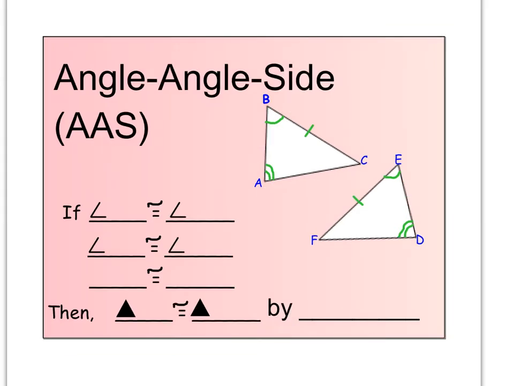And finally, the fourth and last shortcut for triangles is called the angle-angle-side theorem. And again, the order matters. Here's an angle, an angle, and a side in that order as you go around the triangle. In this case, angle A matches up with angle D, and angle B matches up with angle E, and then we have a side. Side BC matches up with side EF.